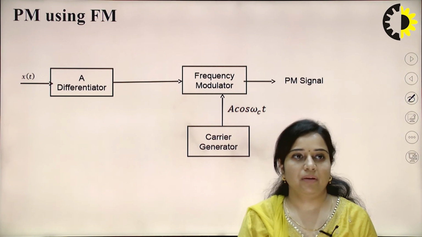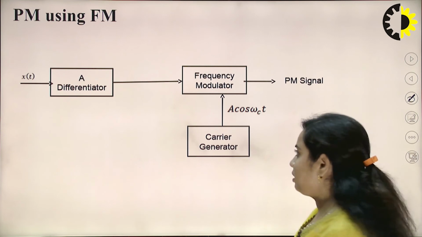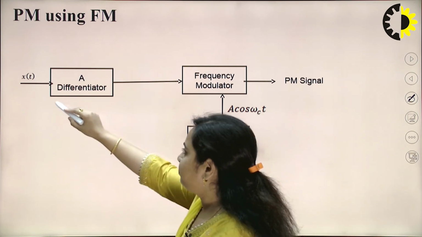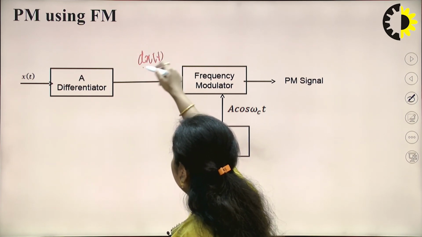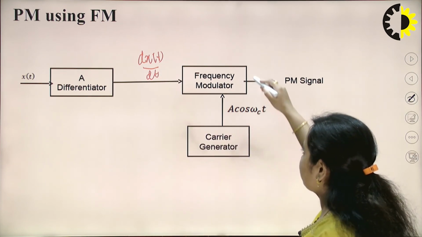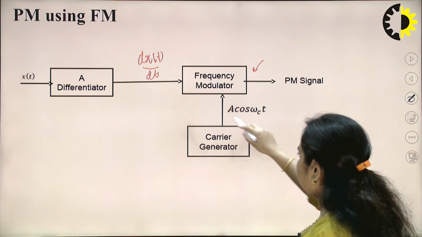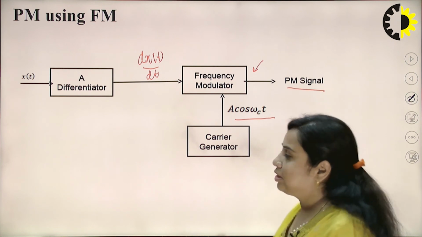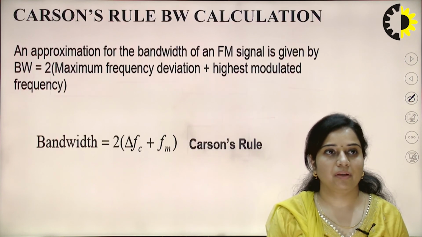Next one is the PM case, and we are having a frequency modulator. In case of the frequency modulator, first the x(t) signal is to be passed through a differentiator, dx(t) by dt, and from this differentiator it has to be passed through the frequency modulator. To the input of this frequency modulator there will be a carrier signal, and then a PM signal will be generated at its output. So, this is how we can draw FM using PM and PM using FM.